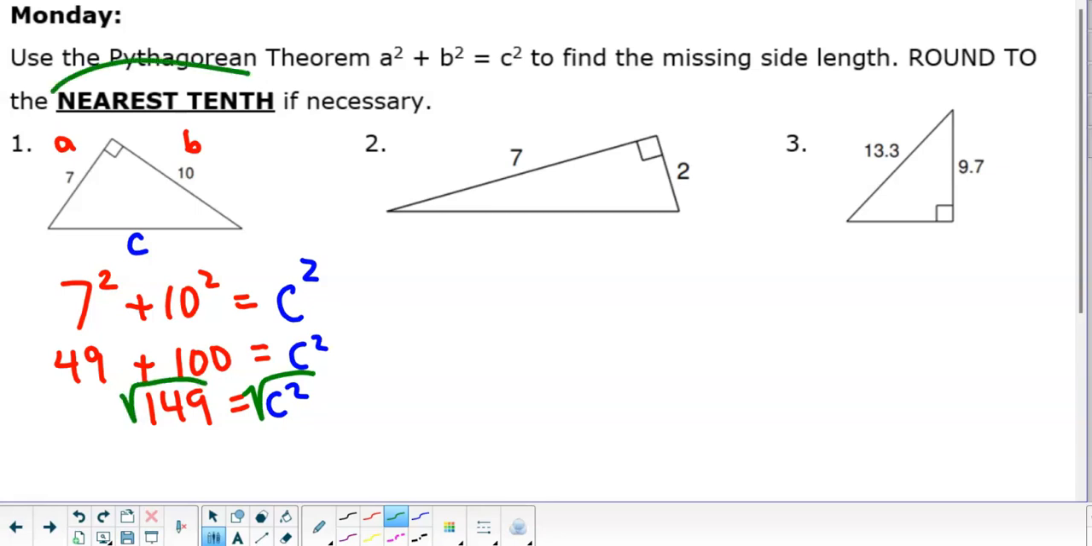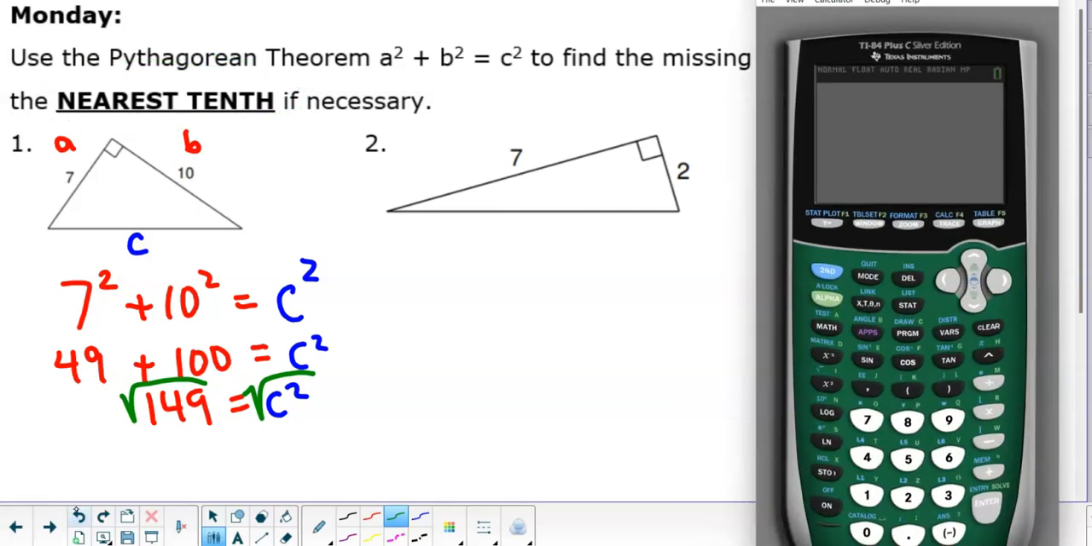The directions say to round to the nearest tenth if necessary. So I'm going to open my calculator here. I'm going to type on the screen the square root, using the second key and the x squared button, of 149. Because this is irrational, I'm going to get a very long decimal. This number 2 right here is in the tenth place. It's either going to stay at 2 or round up to 3.